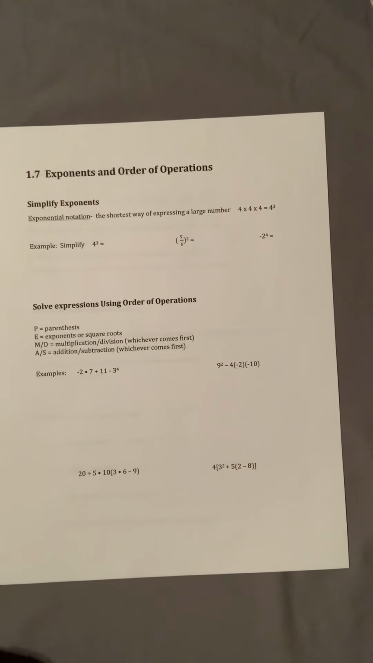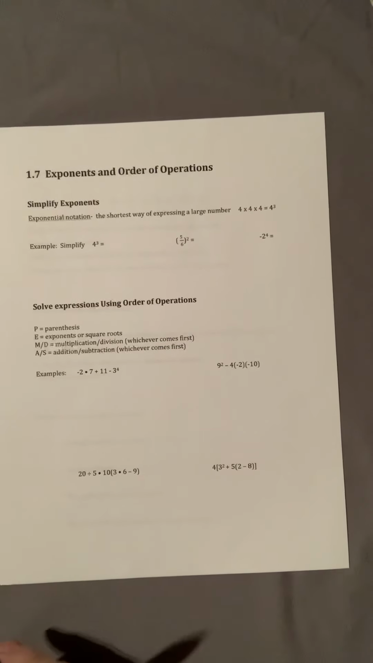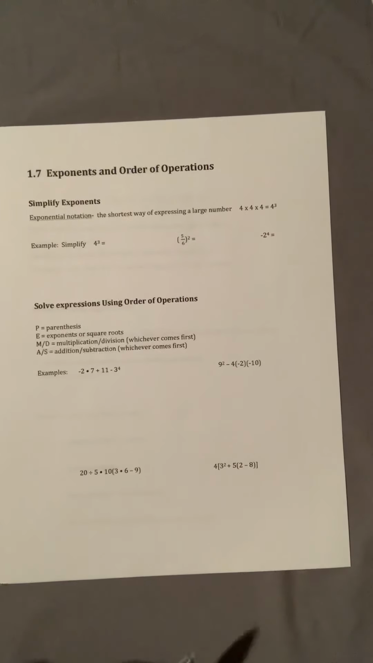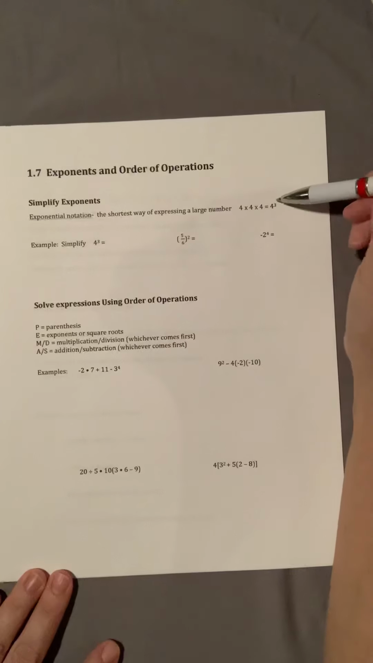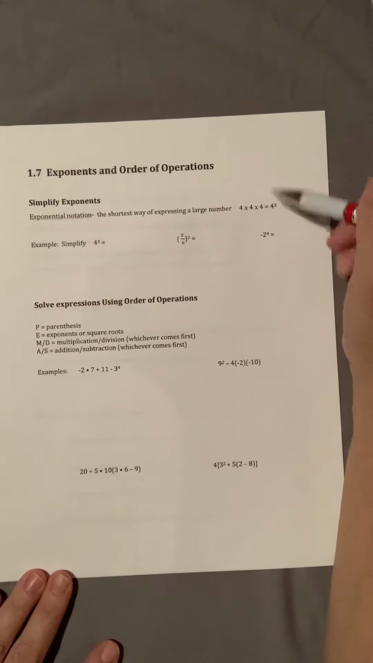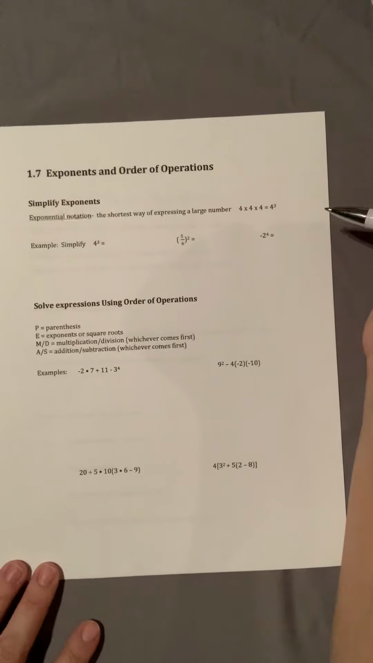All right, we are on the last two sections of chapter 1, and we are moving into a little bit of algebra. So first, let's talk about exponents. When you have a base number, like you have here, this big number 4, and it's being multiplied multiple times, you can simplify it by writing out an exponential notation.